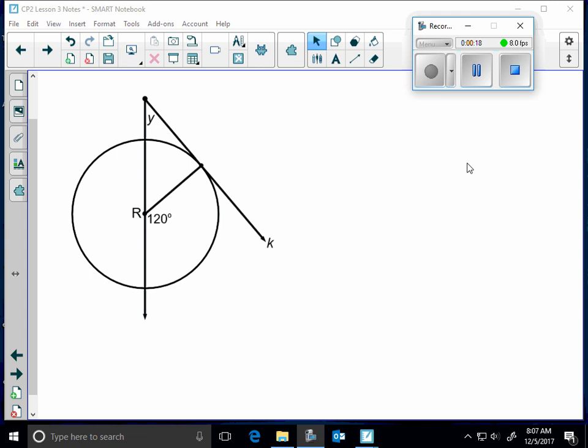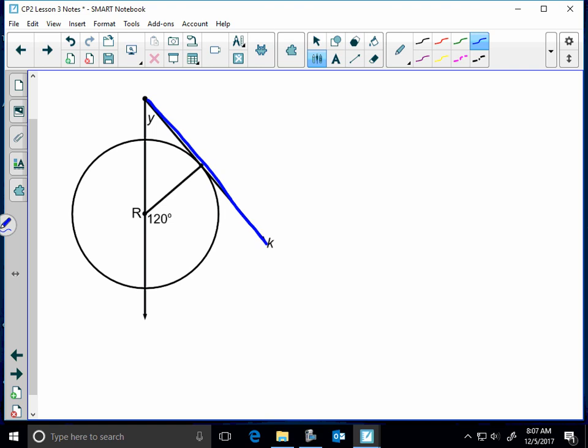Okay. So how do we do this? Well, yesterday you learned, hopefully, that a tangent line and a radius, what type of angle do they form? A 90. Oh, that's nice. And 120 and said angle right here, what do they have to add up to? 180. So that makes the question mark there 60.